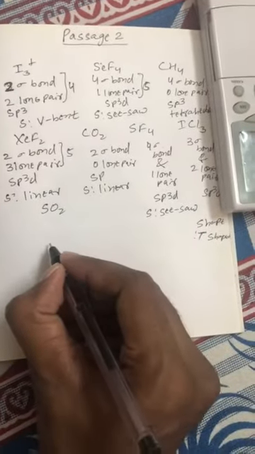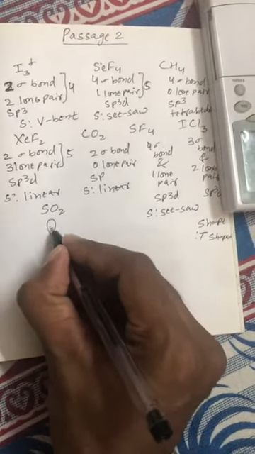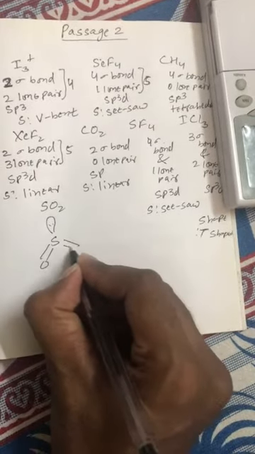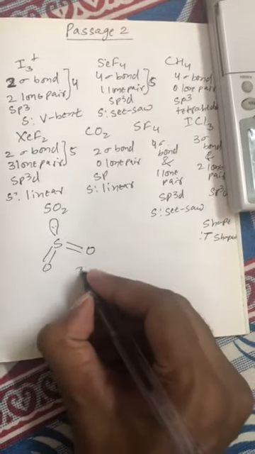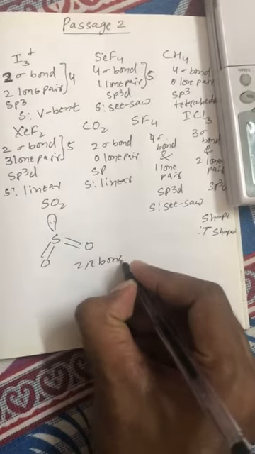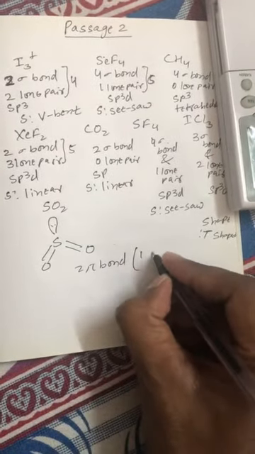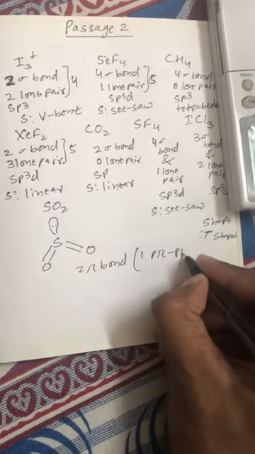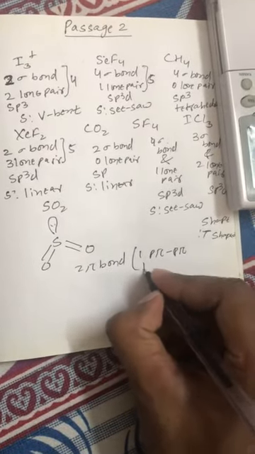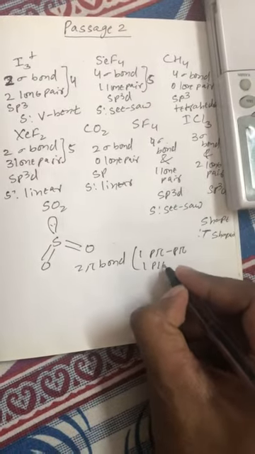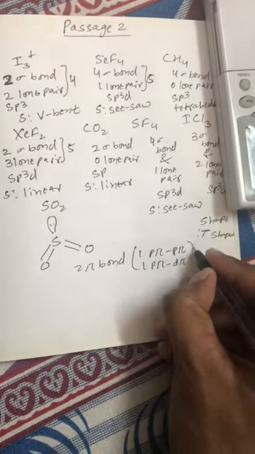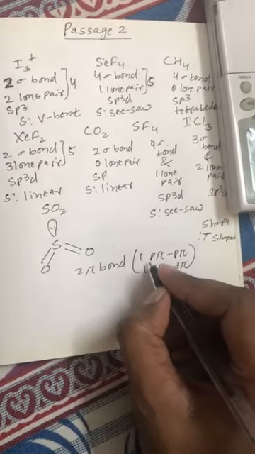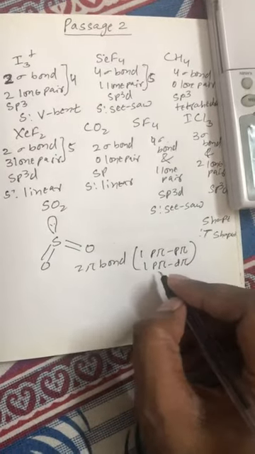Now in the case of SO2, we have to determine number of type of pi bond. So SO2 structure is like this. It has 2 pi bond, out of which one is formed by pp overlapping and one is formed by p and d overlapping. So we have one pπ-pπ bond and one pπ-dπ bond.